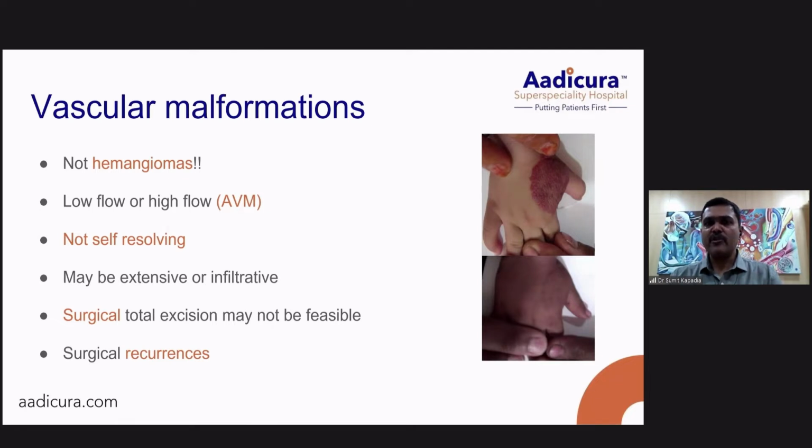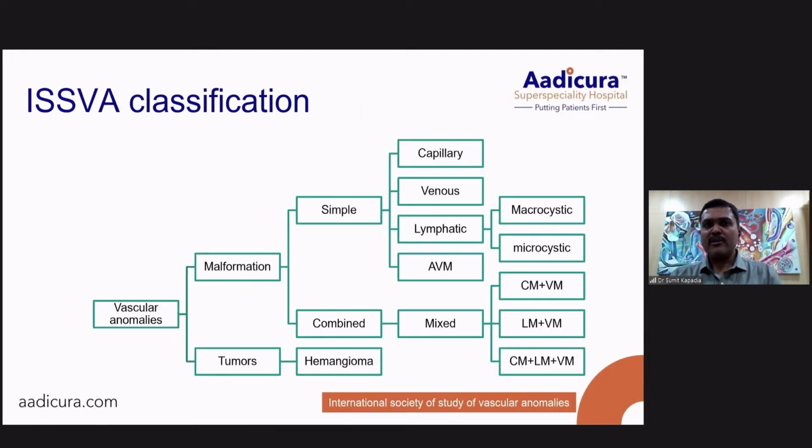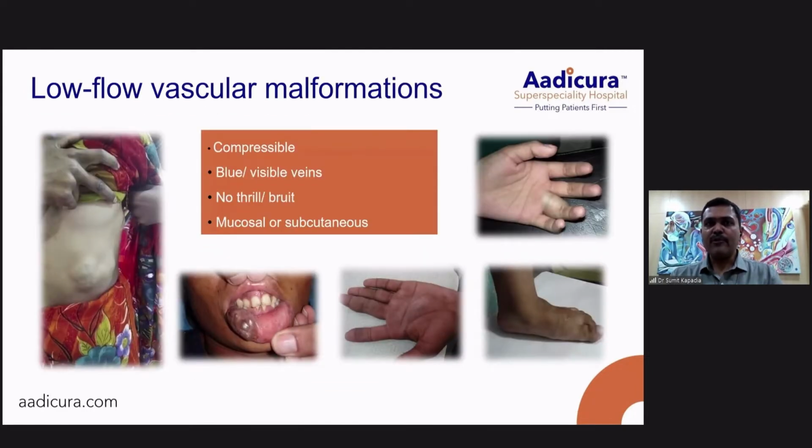They can be extensive or infiltrative. Sometimes surgical total excision may not be feasible. And even if surgery is done, there may be recurrences. We all know about the classification between vascular tumors, which includes hemangioma, and malformations. These are examples of low-flow vascular malformations, and they can be found at different sites in the body, ranging from the trunk, the limbs and periphery, and also mucosal surfaces.